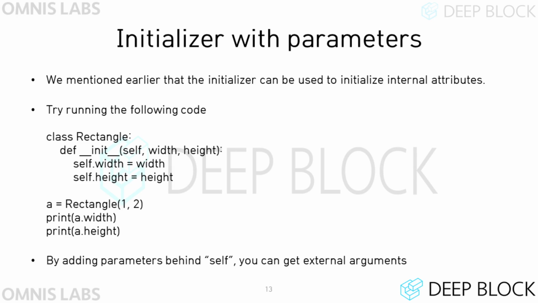For example, when creating an instance called a, if you pass 1 and 2 as arguments, the arguments are assigned to the parameters after self. Therefore, in instance a, 1 is stored in the width attribute and 2 is stored in the height attribute.